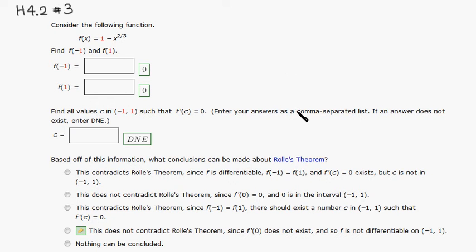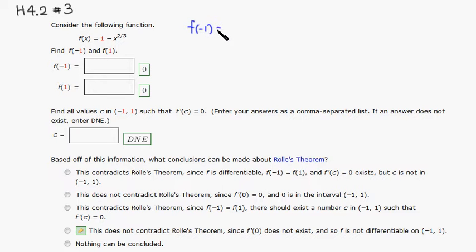Okay, let's look at homework 4.2, number 3. First, we want to evaluate f of -1. That's pretty easy, right? So plug in x equals 1, sorry, x equals -1.